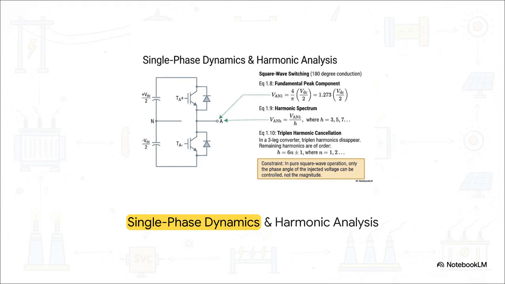When we systematically derive equations 1.8, 1.9, and 1.10, we see the mathematics of triplen harmonic cancellation. Basically, a simple square-wave switching scheme derives fundamental peak components and naturally cancels certain harmonic distortions. But we need to read the strict constraint note here regarding square-wave switching. It allows us to control the phase angle of the injected voltage, but we cannot independently control its magnitude.